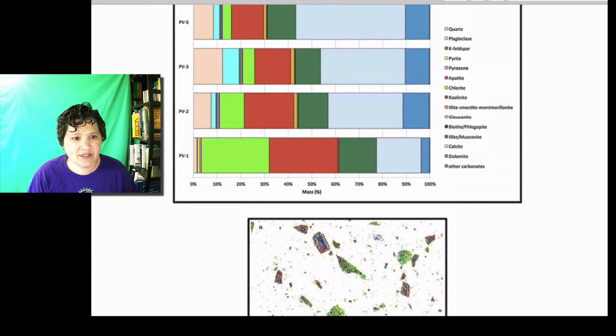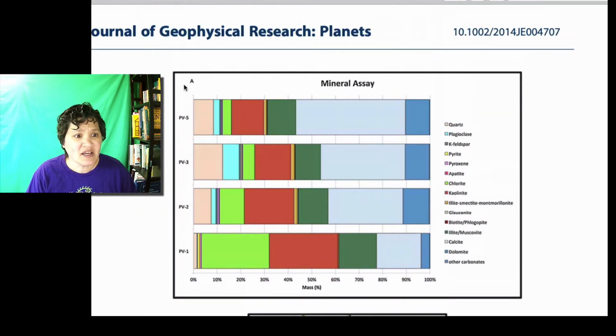Zoom in and let's look at 6a. So this is a very, very different sort of graph than we saw in the previous paper. Here's 100% of what we saw. What percent is each sort of mineral? PV5 has a lot of this light blue, which is calcite. PV1 has less than half as much calcite. PV1 has a lot of this fluorescent gray, that's chlorite, compared to these other ones.